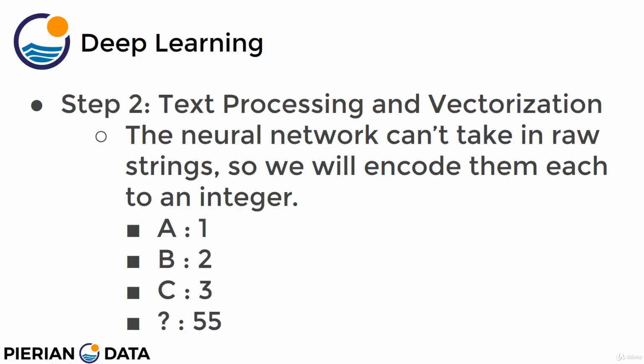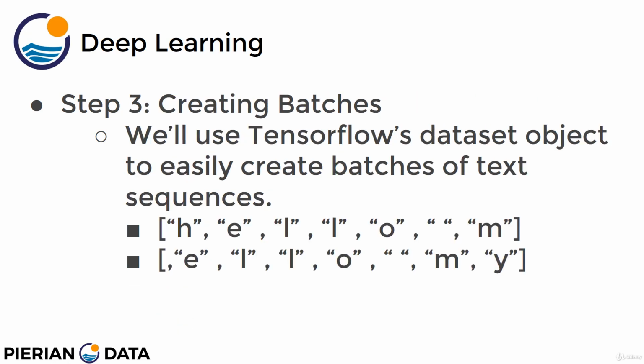Step number 2 is text processing and vectorization. Since the neural network can't take in raw strings, since you can't multiply a raw string by a digit or a floating point number, what we need to do is encode them as integers. So we'll be doing this for all the characters, not just letters. So things like A, B, C, we'll encode those to each have a representative index number, and we'll do the same thing for punctuation. Even empty space will have an encoding.